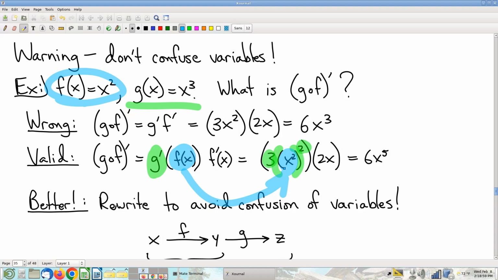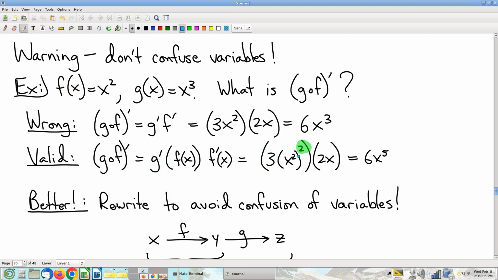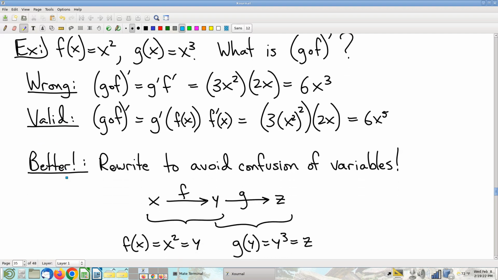Not 3x squared. So, yeah. And then ditto for the rest of the problem. And here we get a correct answer. Now, to be totally honest, though, you notice I wrote this as valid. I didn't write this as good, because I still honestly don't like how this got written down. Let me show you what I think is the much better way to do this question.